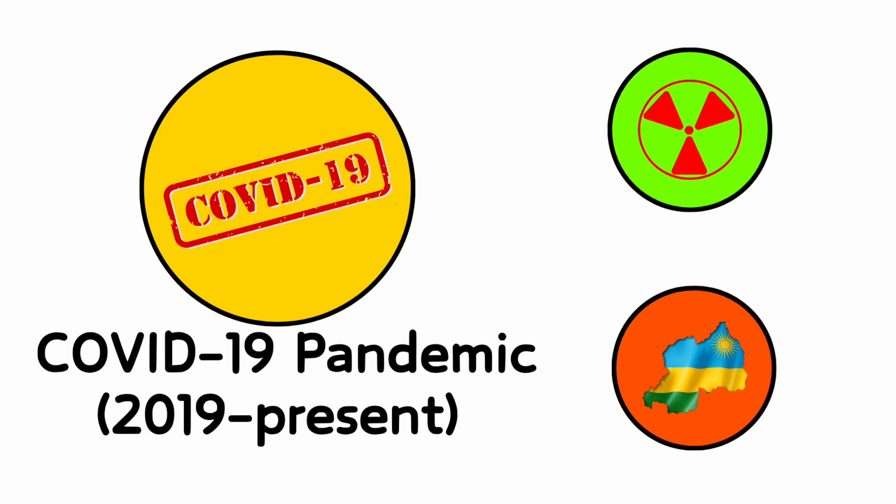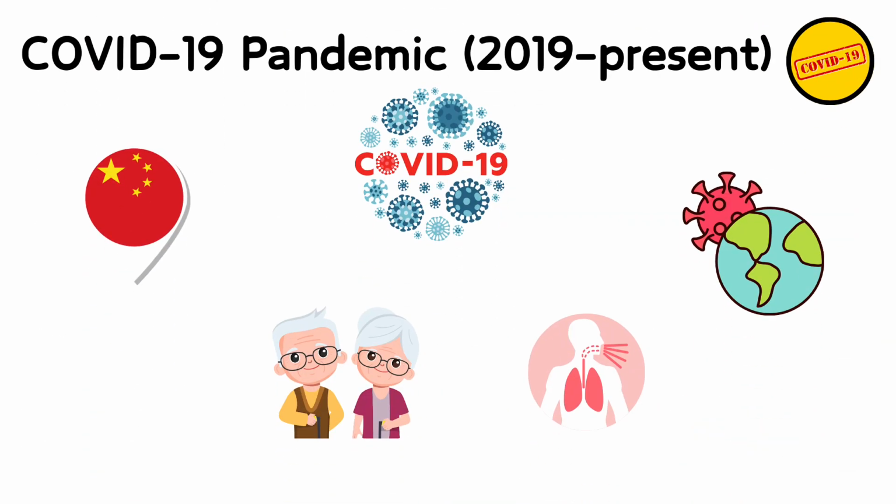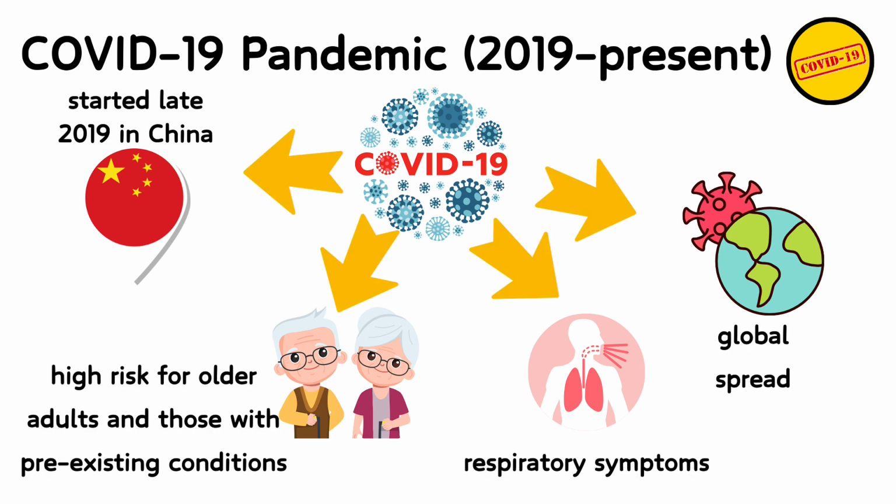COVID-19 pandemic, 2019 to present. The COVID-19 pandemic is a global outbreak of a new virus that started in late 2019 in China and spread around the world. This virus causes a disease that can make it hard to breathe, and it has been especially dangerous for older people and those with certain health conditions.